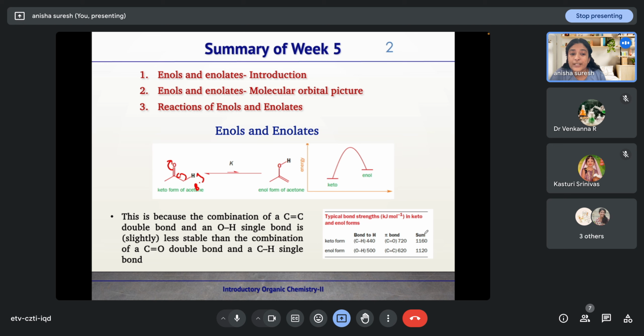And if we take the sum of these two bond strengths, for the keto form it is 1160 kilojoule per mole, and for the enol form it is 1120 kilojoule per mole. So comparatively, the enol form is less stable, because the bond strength is approximately 40 kilojoule per mole less. This is because the combination of the C double bond C and the OH single bond is less stable than the combination of the C double bond O and the CH single bond. That is why the keto form is more stable than the enol form of acetone and any other ketones, in fact.